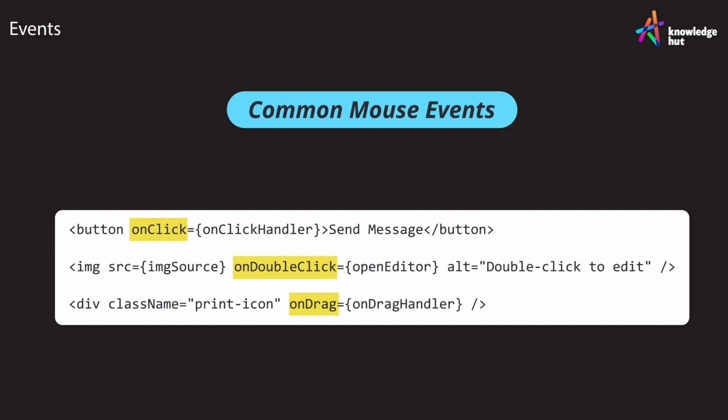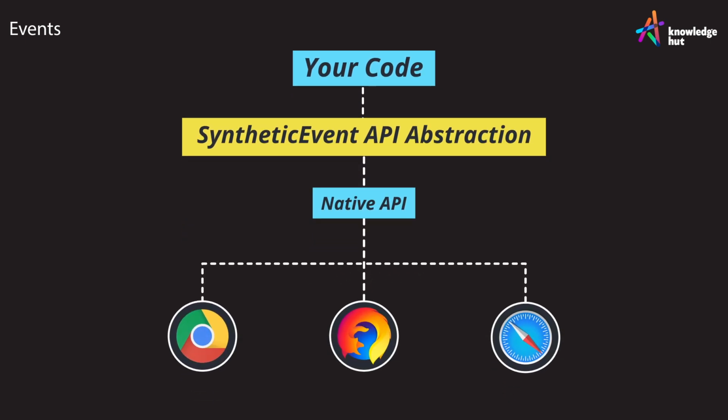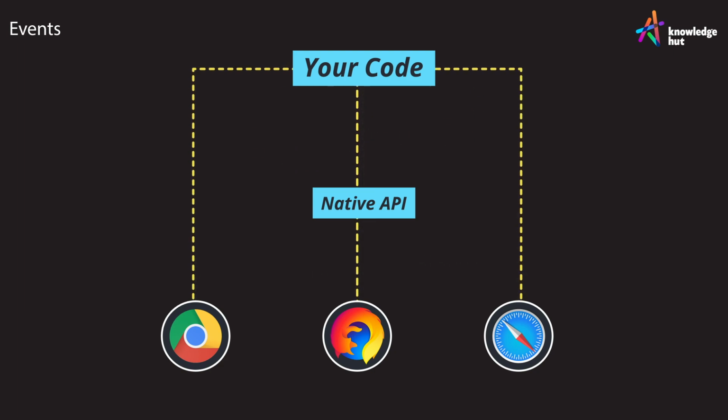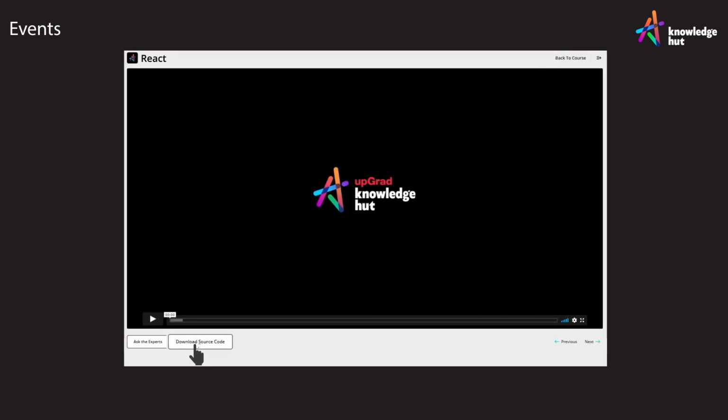This also means that this abstraction layer is a React-specific API that mimics a browser's native API, and while it does offer access to most events, there are some cases where you may need to reach out to a browser's native event system. In such cases, React offers you direct access to a browser's native event system. Let's look at an example of using native events in a React component. As always, begin by downloading the project archive and set it up as you've done in previous videos.